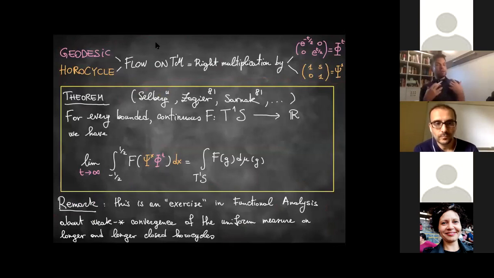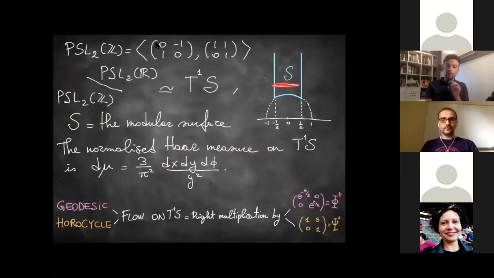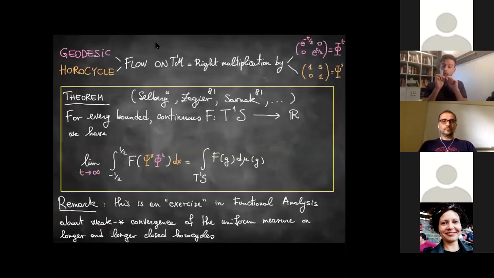What does it mean that horocycles get equidistributed? So I have my horocycle here, and I put a measure on my horocycle, in this case just the Lebesgue measure. I have a piece of horocycle that runs from negative a half to a half. I literally put here a horizontal line, and I put a measure on it. So it's a measure that lives on a one-dimensional curve in a three-dimensional space, because T1 of S is three-dimensional.